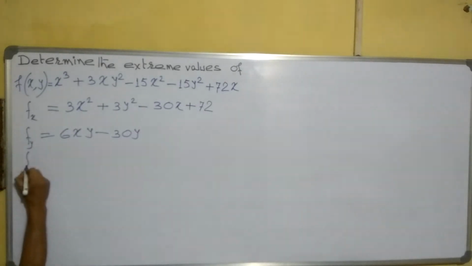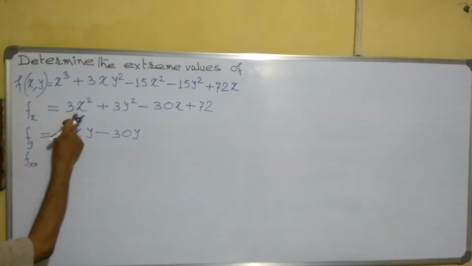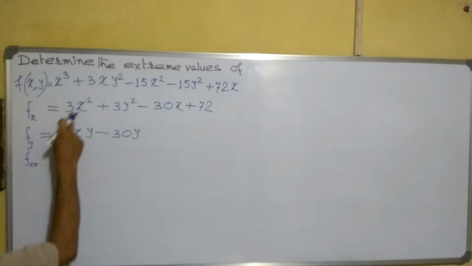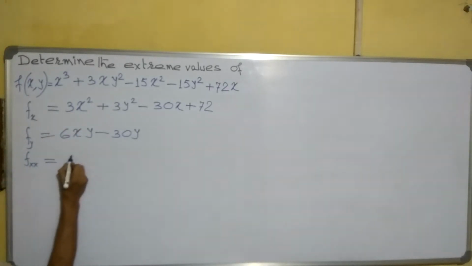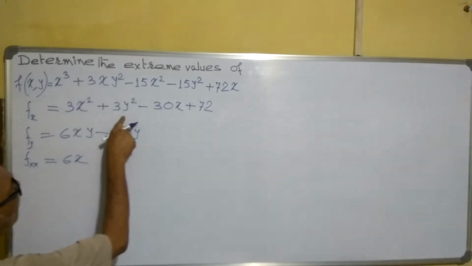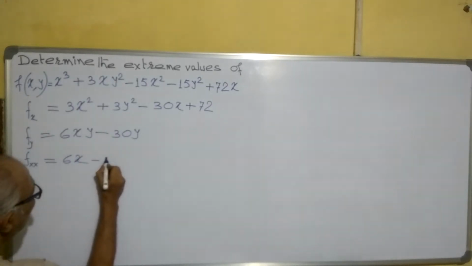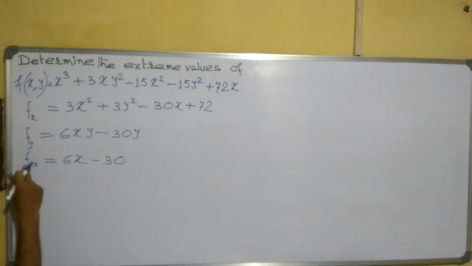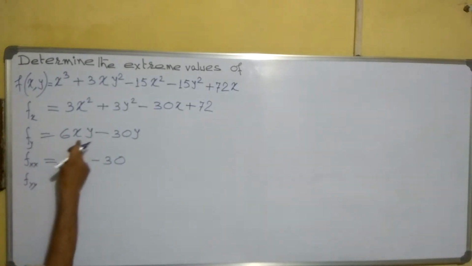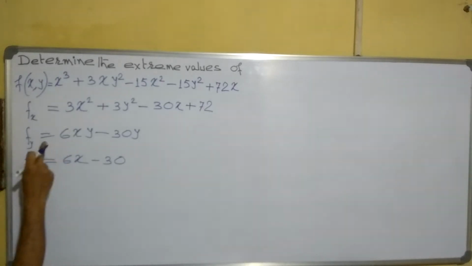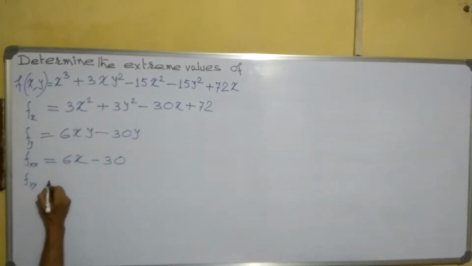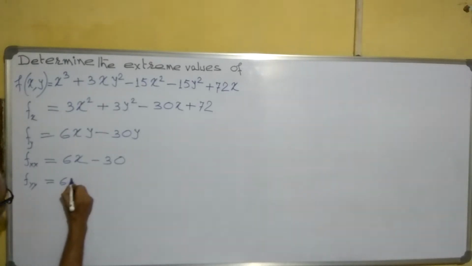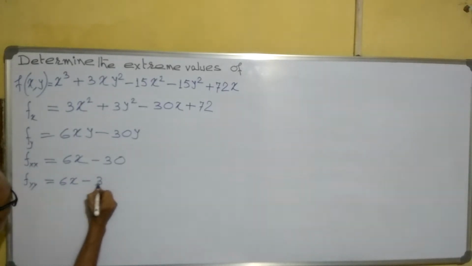Now fxx means differentiating this again with respect to x. So what we are getting? 6x, this one is 0, minus 30, this one is also 0. Similarly, fyy, that means differentiating this with respect to y, considering x as a constant, so this equals 6x minus 30.